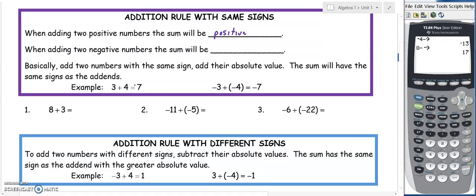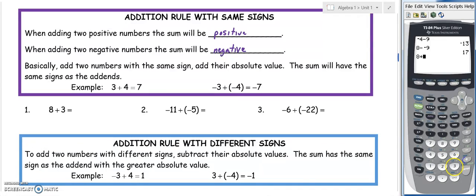When adding two negative numbers, your sum will be negative. So for example, -3 plus -4 is -7. Both numbers were negative, so their sum is also negative. So let's practice adding a couple of these. Remember, you can always just use your calculator. So I'm going to use the calculator just to reinforce that skill.